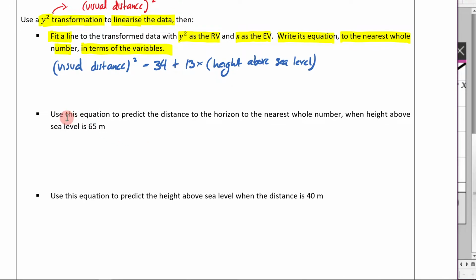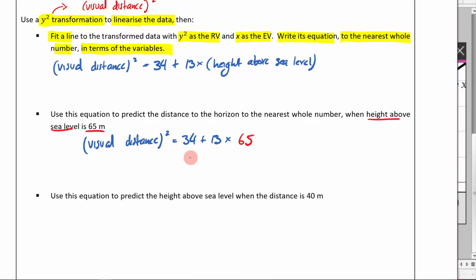Let's now come here. It says use this equation to predict the distance to the horizon to the nearest whole number when the height above the sea level is 65. So here they're telling us that the height above the sea level is 65. So let's write out our equation here. It is the visual distance, all of that squared, is equal to 34 plus 13 times, and now I have 65 in my height above sea level, because I know that it's 65, and we're all done there.